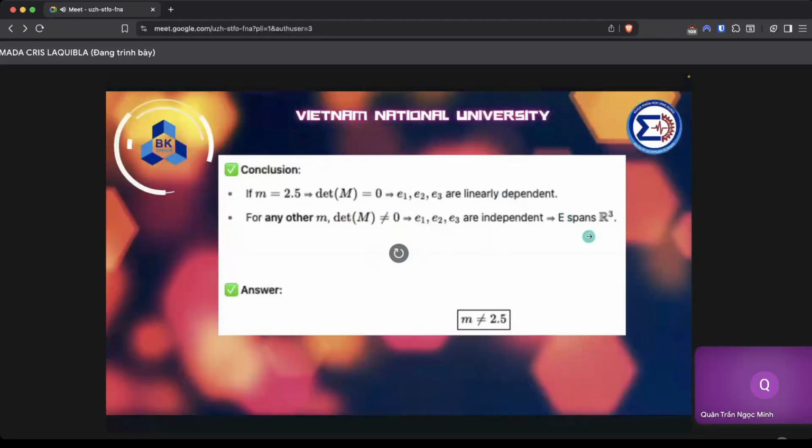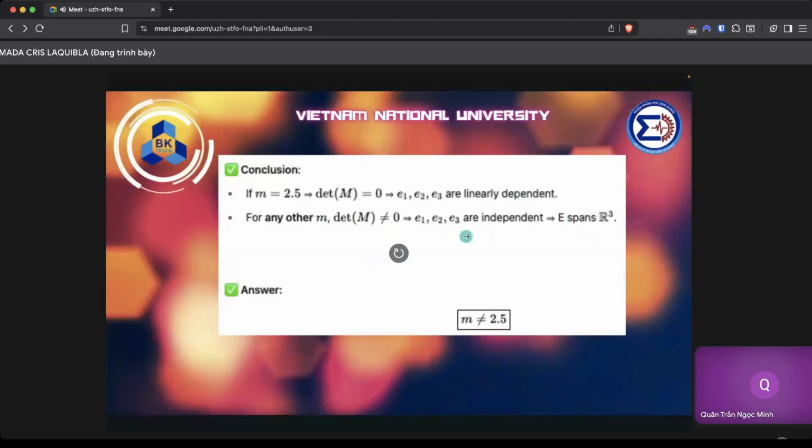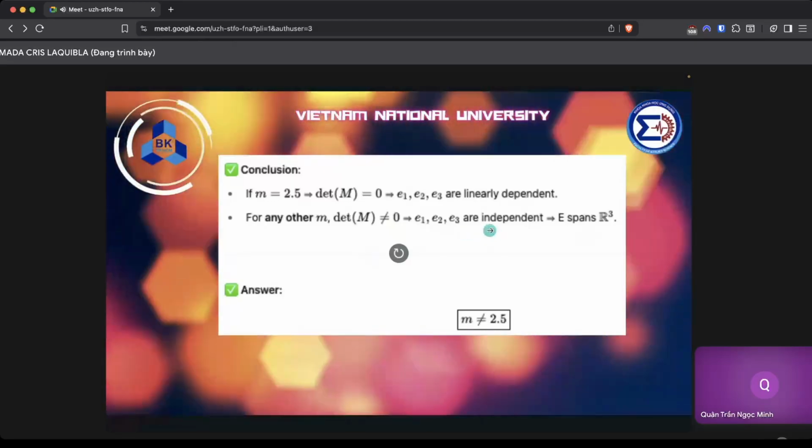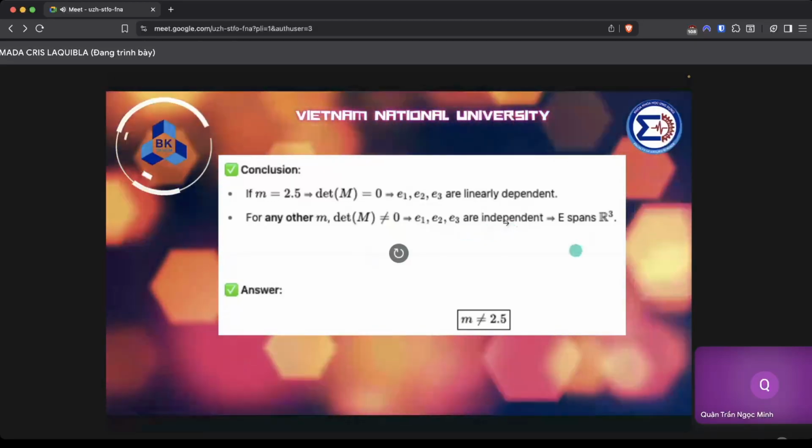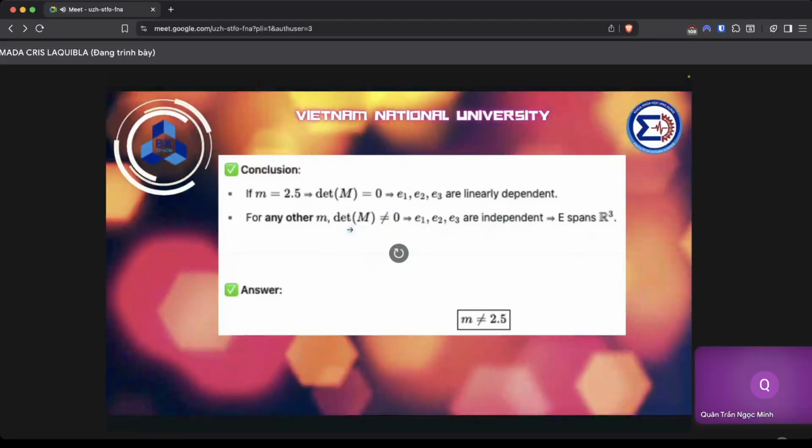Your spans definition is the same as linearly independent because, as you can see there, their determinant of m must not be equal to 0. So for any other m, the determinant is not equal to 0, so it's linearly independent and your E will span R3. Again, we have this result in the slides. If the determinant is not 0, it's linearly independent and also E will span R3. So your m must not be equal to 2.5.